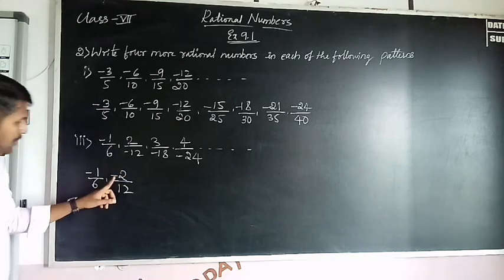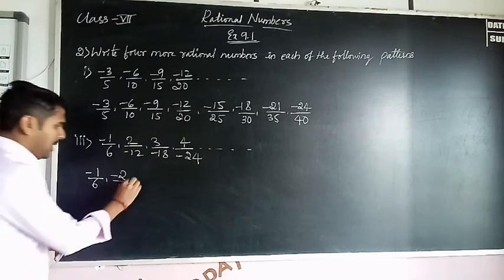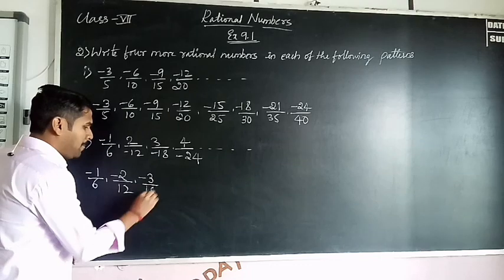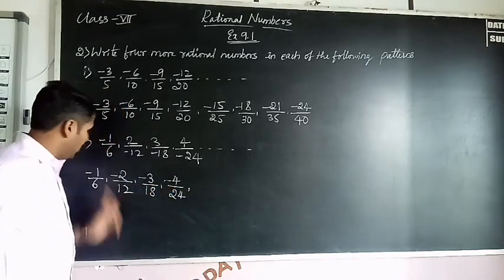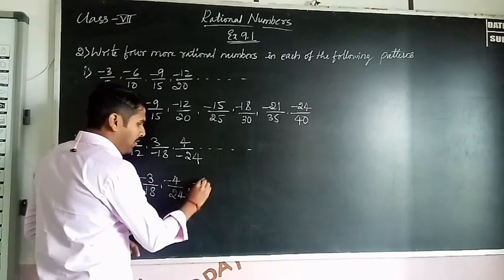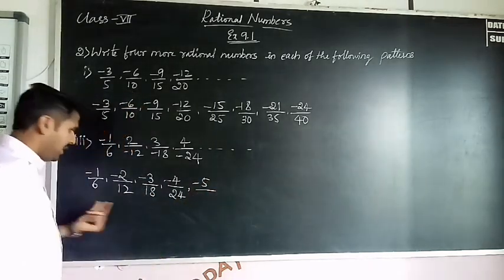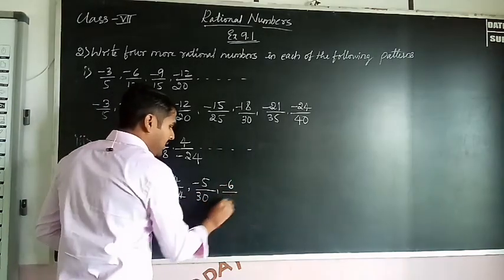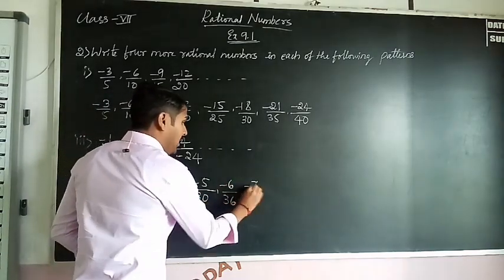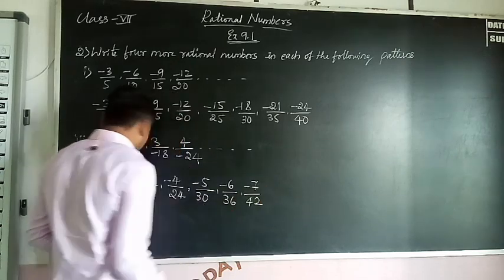So write it like this, minus is only for the numerator. Next minus 3 by 18, minus 4 by 24. Next 1 2 3 4. Next 5 definitely. So 6 4s are 24, 6 5s are 30. Next 6 6s are 36, 6 7s are 42, isn't it?